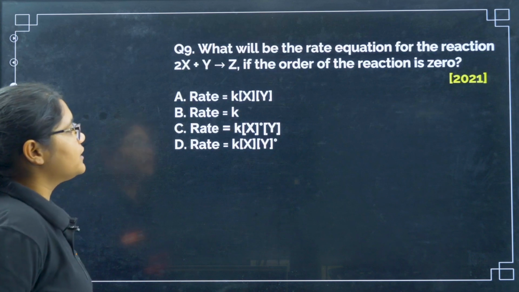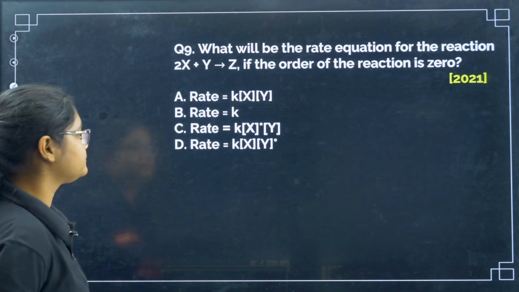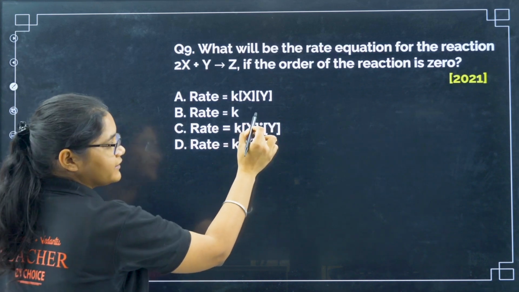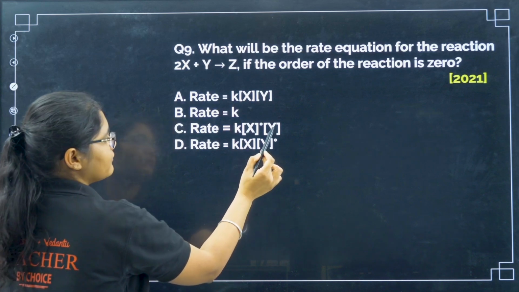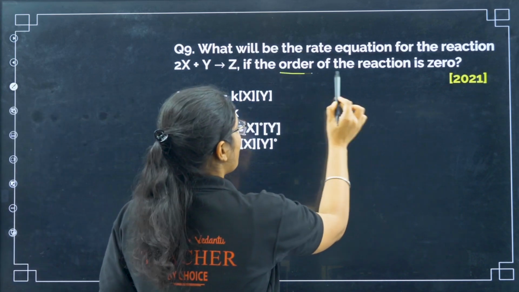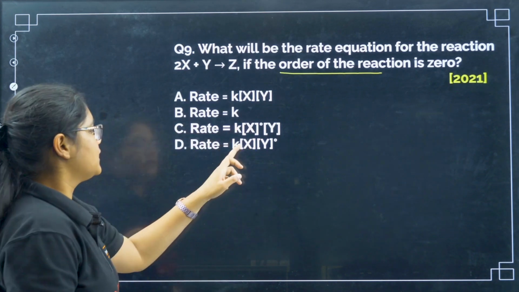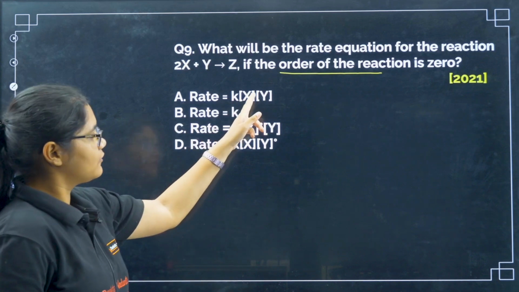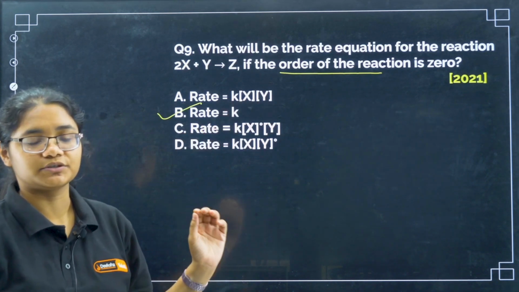Next, what will be the rate equation for the reaction if the order of the reaction is 0? Okay, order of the reaction is 0 means there should not be any concentration power given. Here, if I see x to the power of 0 and y, that means it will become k into y, but that is not there because the order of the reaction should be 0. Here I will get order of the reaction as 1. Here also I will get k into x, so order of the reaction is 1 again. Here I will get order of the reaction as 2, but the only option where I will get order of the reaction 0 is option number B.